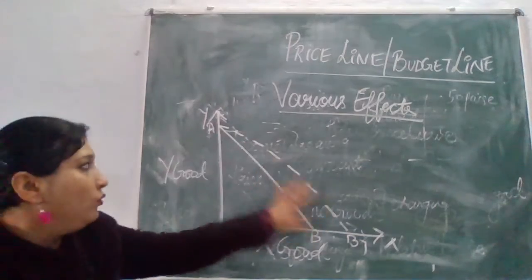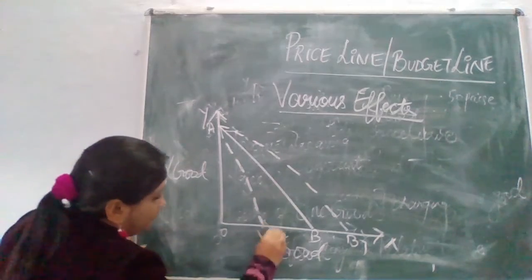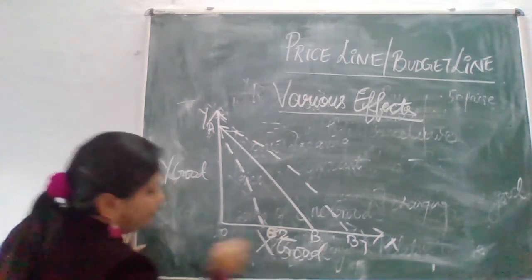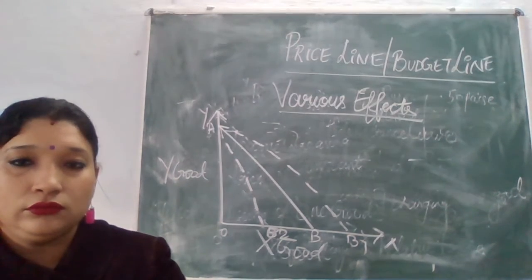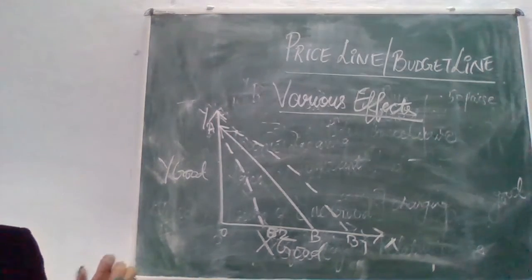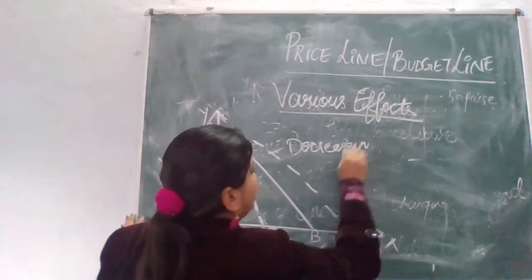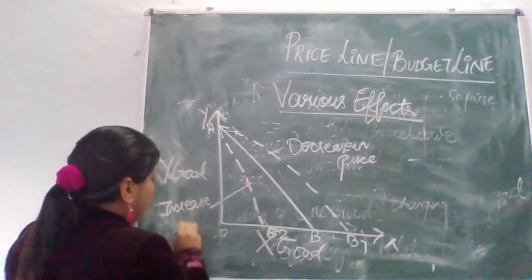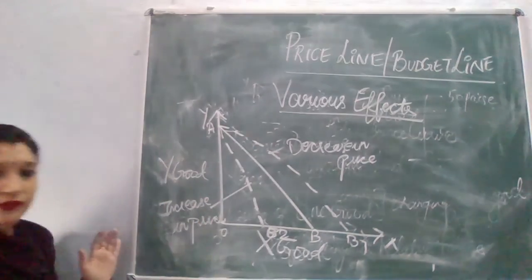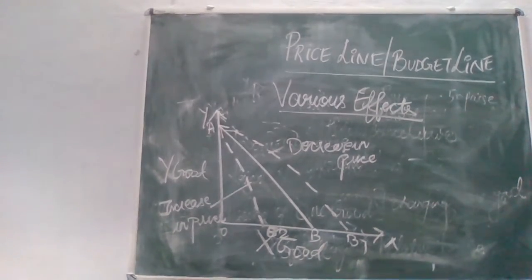And on the other hand, if the price of X increases and other factors remain constant, then the price line shifts from AB to AB2, like this. So here the price line shifts from AB to AB2. Here it is decrease in price, and here it is increase in price.